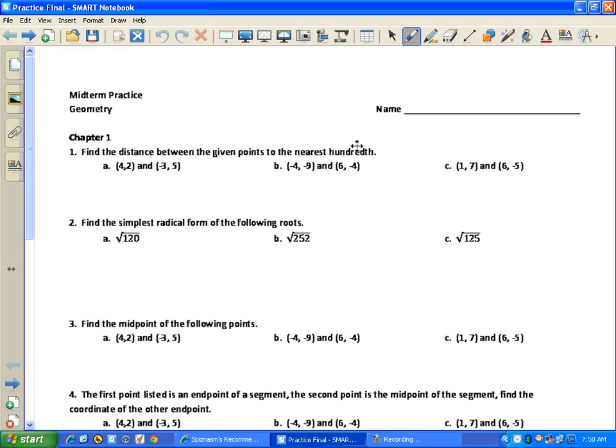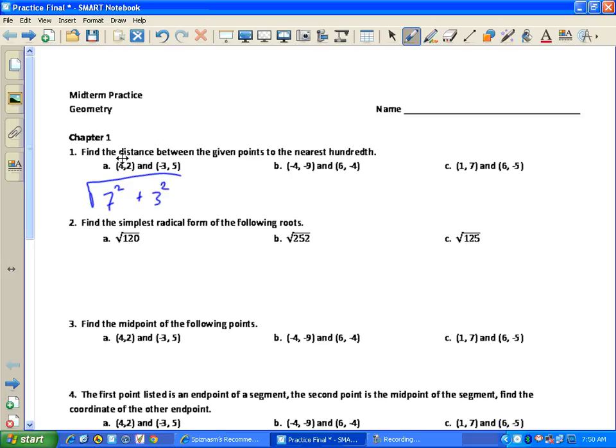So for these first ones, I'm doing the distance formula. So I need to take the square root of the differences between my x's squared added to the differences between my y's squared. So 4 to -3, that's a difference of 7. 2 to 5 is a difference of 3.